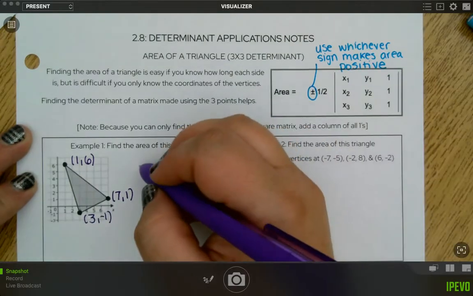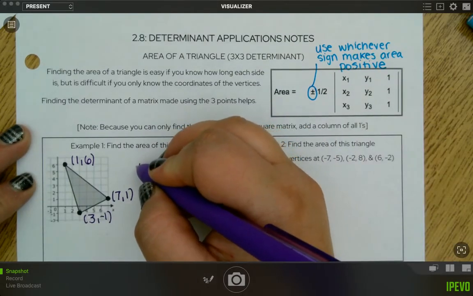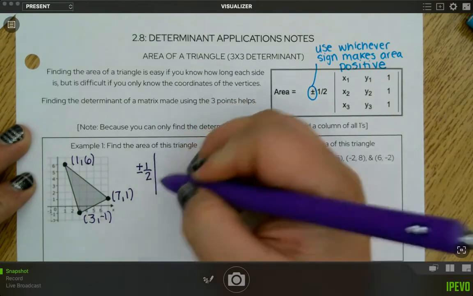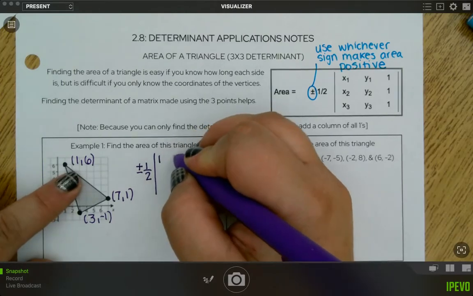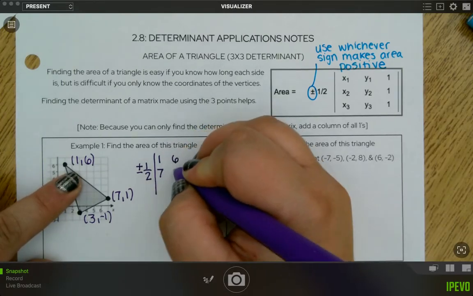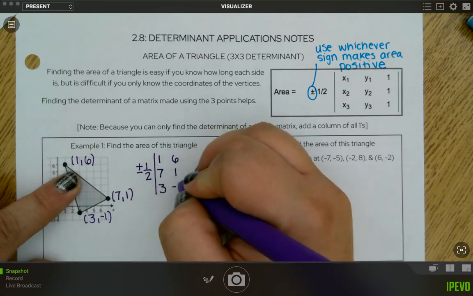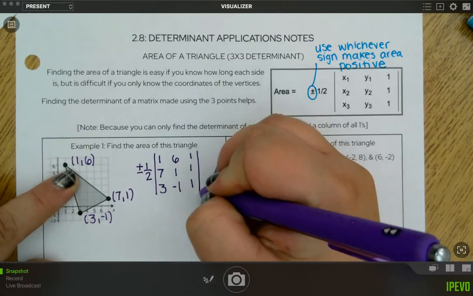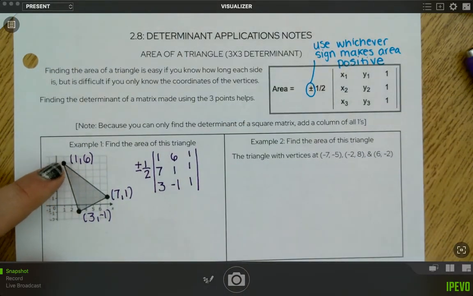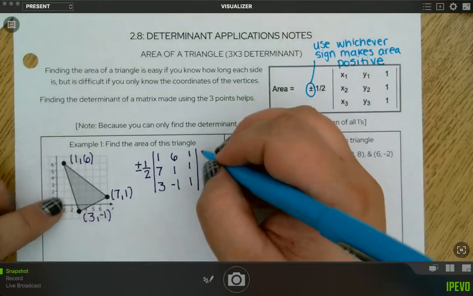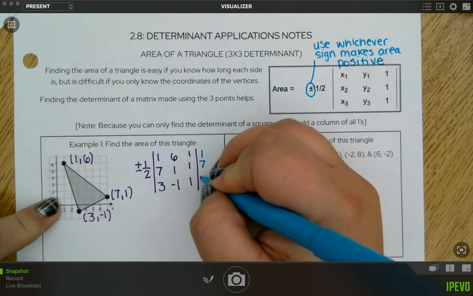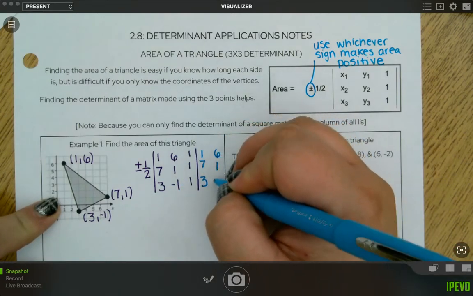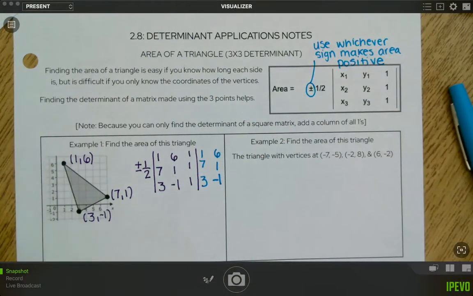And then basically you just make that into a matrix, and we're either going to multiply it by positive or negative 1/2. We have the points 1, 6, 7, 1, and 3, negative 1. And then add your column of all ones at the end. Then, to find the determinant, like we did in 2.7, you're going to copy the first column, and then copy the second column so that you can write your diagonals.